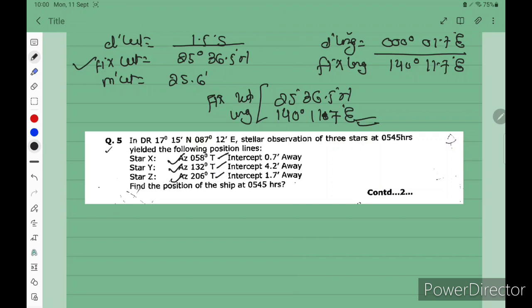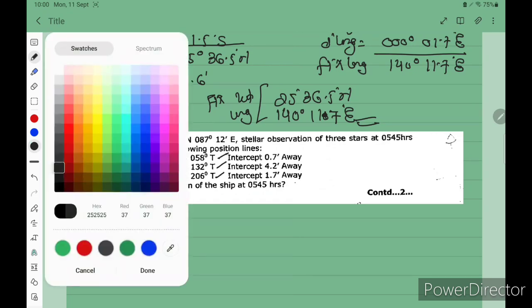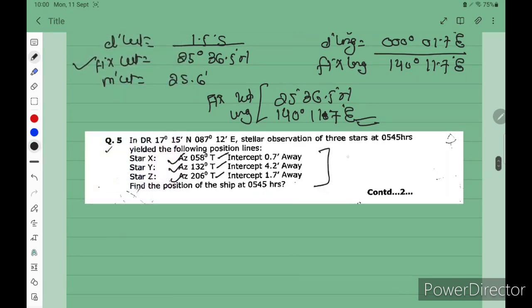58, 132 and 206. If you subtract 58 from 206, it is 148. That is the difference between the first and third azimuth, 148. So it is less than 180 degrees, that means you will be outside the cocked hat. If you are outside the cocked hat, what will you do? Bisect the interior angle between the first and third PL and then bisect the two exterior angles.